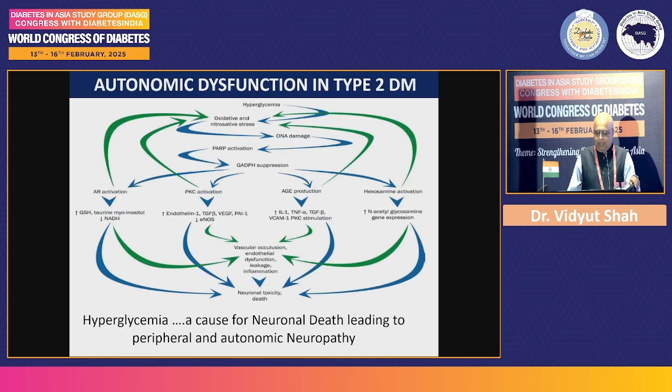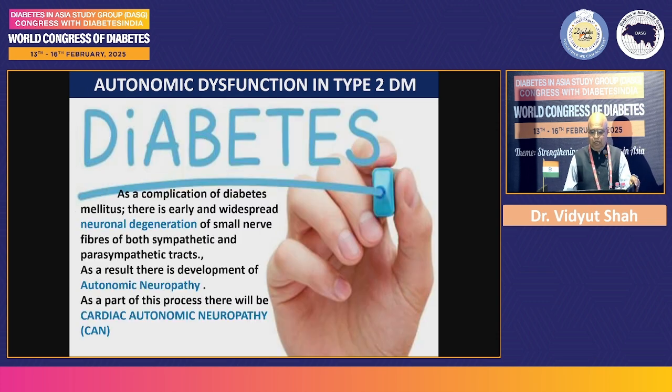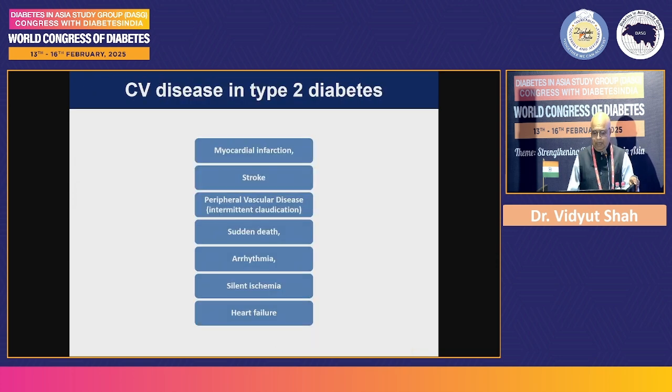If you see the autonomic dysfunction in type 2 diabetes, we all know that hyperglycemia ultimately will cause many oxidant effects and lead to endothelial dysfunction, vascular occlusion, leakage, inflammation, and neuronal toxicity, and ultimately will lead to neuronal death. So, as a complication of diabetes, we have early and widespread neuronal degeneration of small nerve fibers, and as a result, there is a development of autonomic neuropathy. And as a part of this process, there will ultimately be cardiac autonomic neuropathy.